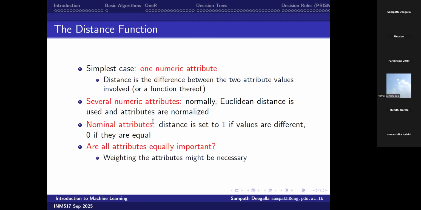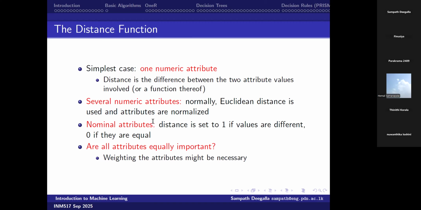But now what if you have categorical data or nominal data? Like the weather data set, we didn't have any numbers. We had some predefined set of values. We had things like outlook: sunny, rainy, overcast, and so on. So how do you calculate the distance if you have categorical data or nominal attributes? In that case, if the values are different, we say the distance is 1. If the values are equal, we take the distance as 0. So that's how you can work with nominal attributes.